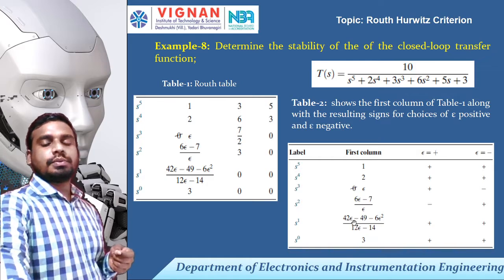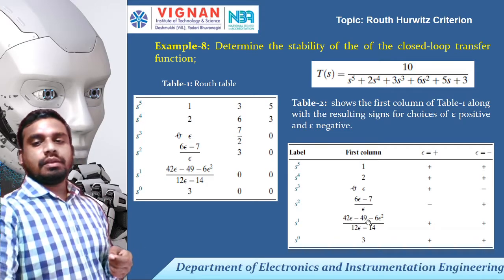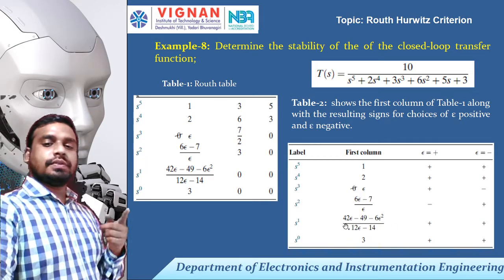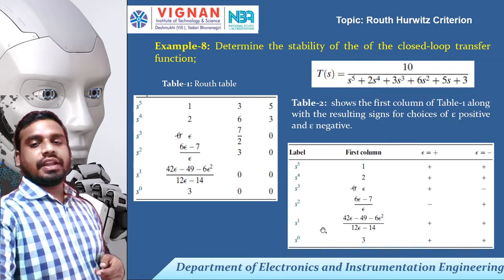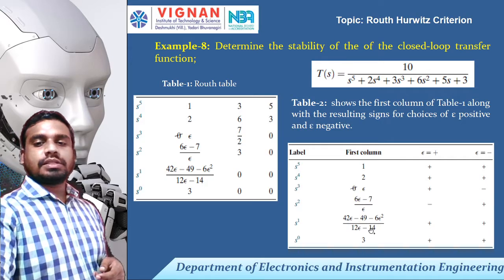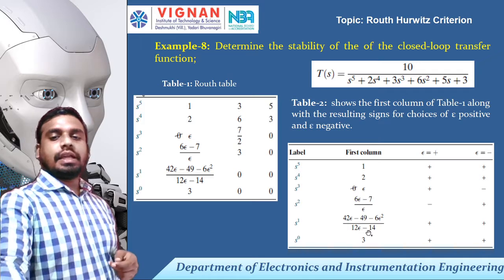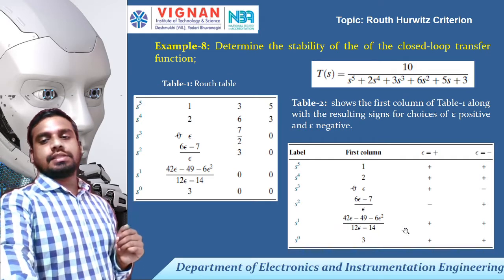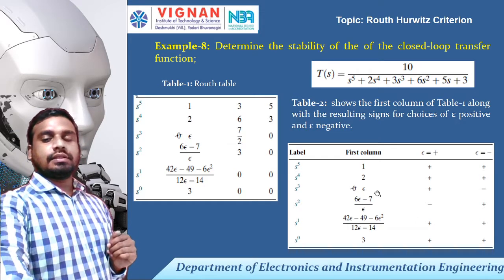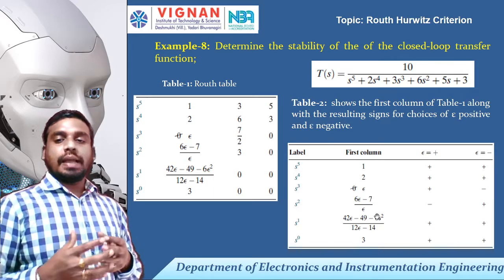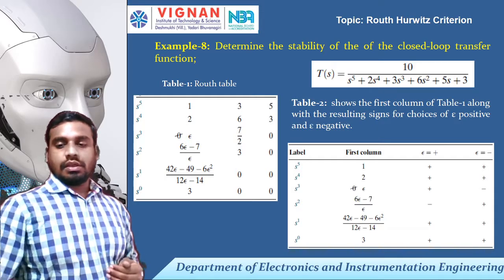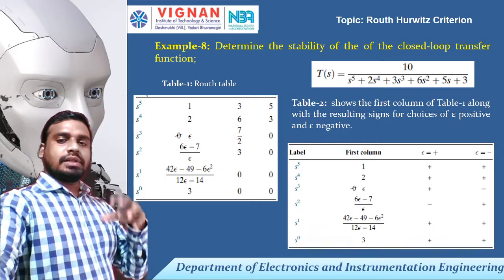In the s coefficient, what if you substitute 1? 42 into 1 minus 49 minus 6 into 1 square. That is minus 49 minus 6, which is minus 55, and it is 42. Again, the numerator is having a negative term, and in the denominator we also have a negative value. So minus minus gets cancelled out, and what you get here is positive. Similarly, substitute epsilon equal to minus here, and check for what values of epsilon you get a positive first column or a negative first column. Right? This is how we can estimate the system stability based on epsilon.